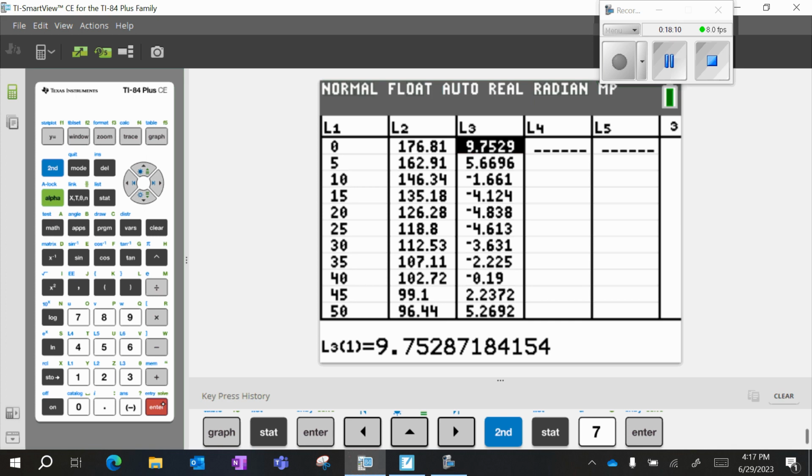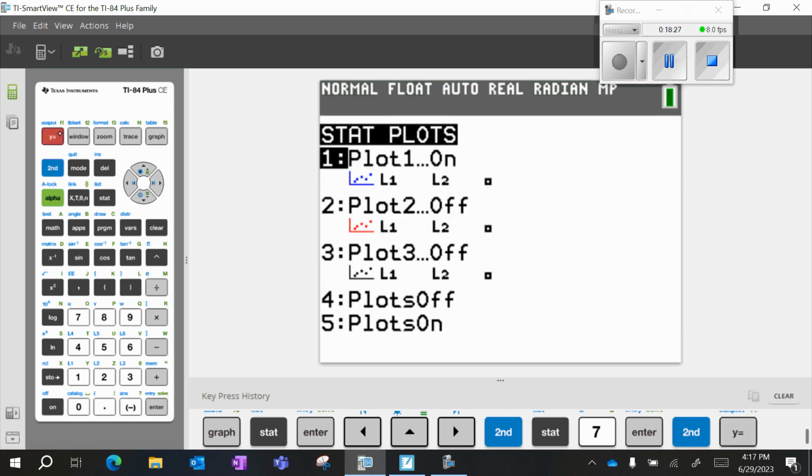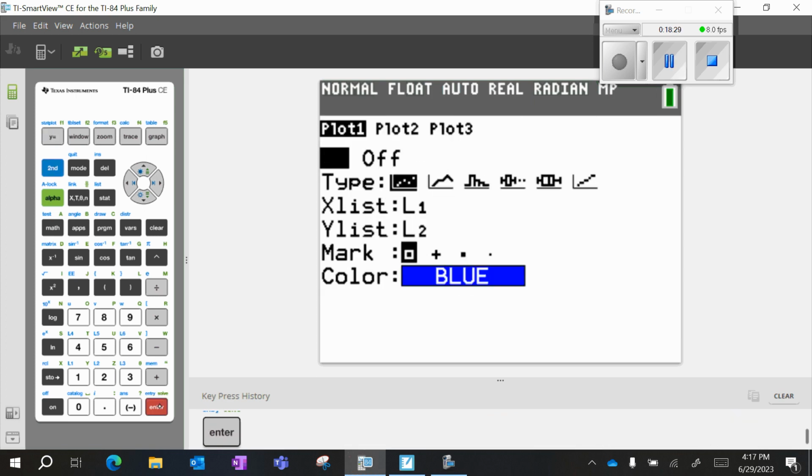Okay, let's talk about a residual plot as well. So we know how to do a scatter plot now. We just reviewed that earlier in the video. In order to do a residual plot, instead of L1 and L2, I just want to change it to L3. So I'm going to go back to my stat plots, second Y equals. My stat plot is currently on. I still want a scatter plot, but I'm going to change my Y list down here to L3 because remember, L3 we just used to calculate all of our residuals. So second 3, we'll put the L3 there.